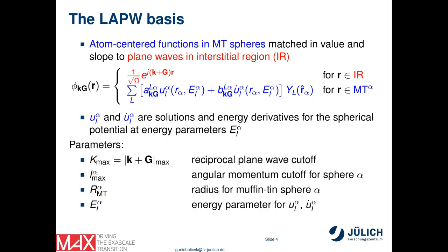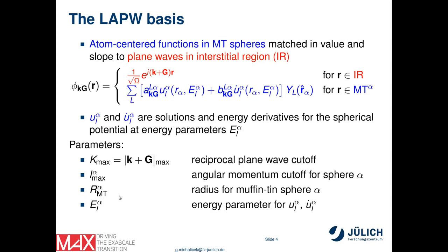So we already have some parameters that enter this description. The most important one is K_max, and this is the reciprocal plane wave cutoff that determines the basis set size. If you have a look at this plane wave in the interstitial, this K_max determines how many of these plane waves enter our basis set. And then there is also the L_max parameter, an angular momentum cutoff for each muffin-tin sphere, and this determines up to which L the sum in the muffin-tin sphere goes.